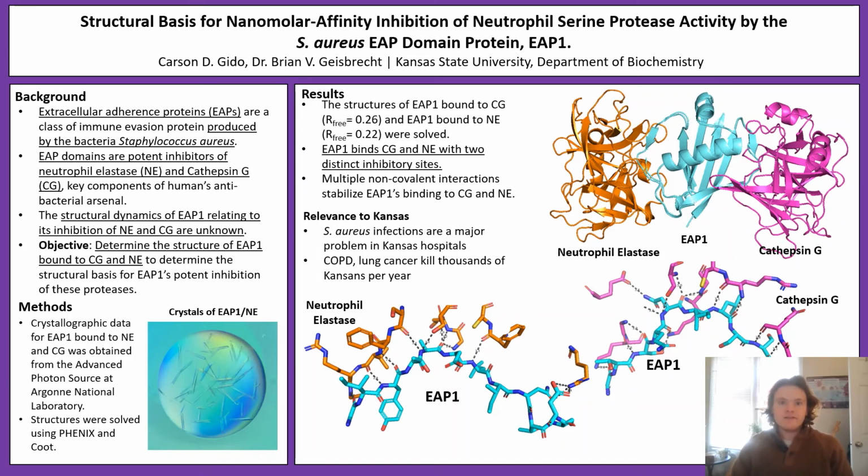Finally, these findings have meaningful applications to the health of Kansans. Infections of Staphylococcus aureus, which produce EAP, are a major problem in Kansas hospitals, and excessive action of white blood cells, which produce neutrophil elastase and cathepsin G, have been shown to lead to COPD and lung cancer, which kill thousands of Kansans per year.